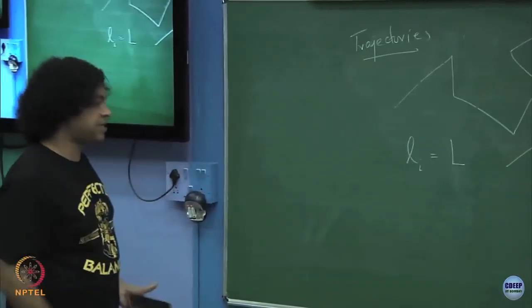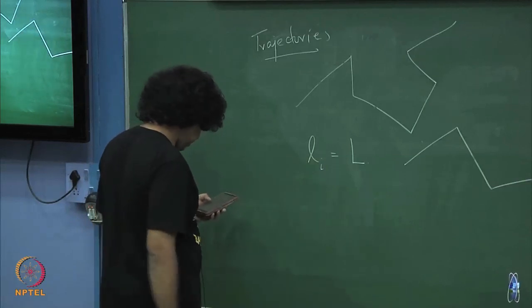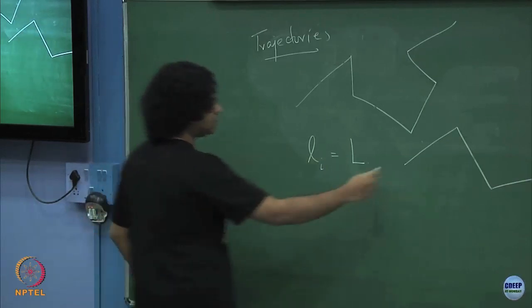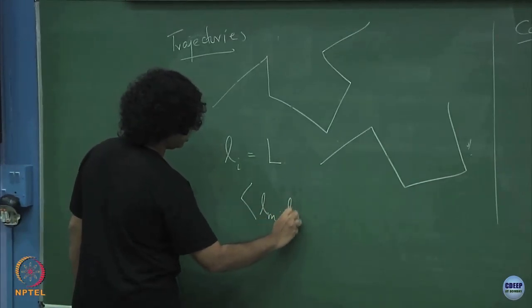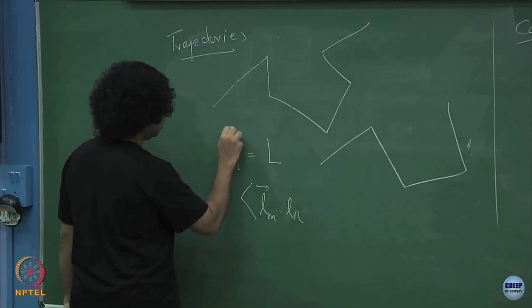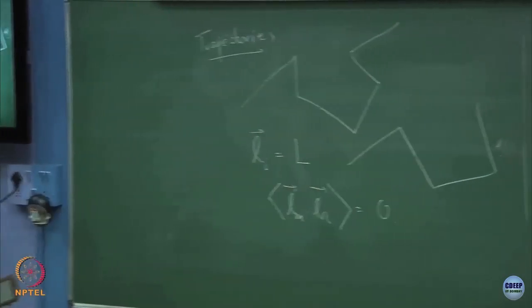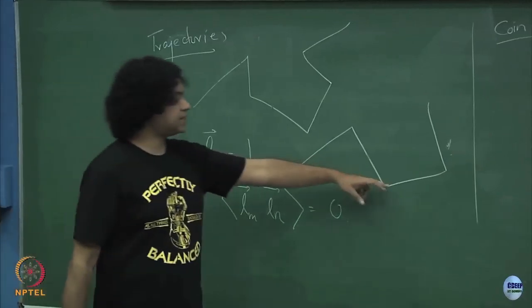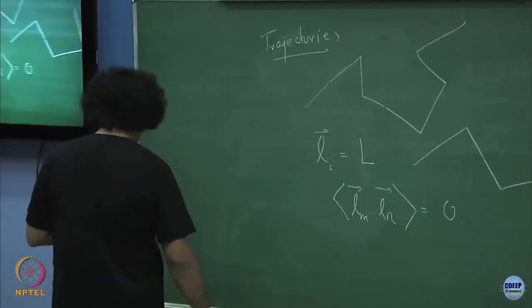Okay. So, it starts off at some point at time t equal to 0 and I let it continue for some time. The steps are uncorrelated means that if I take this average lm dot ln, let me put a vector sign, so lm dot ln is 0. So, this one step has no correlation with any other step. So, these are completely uncorrelated.